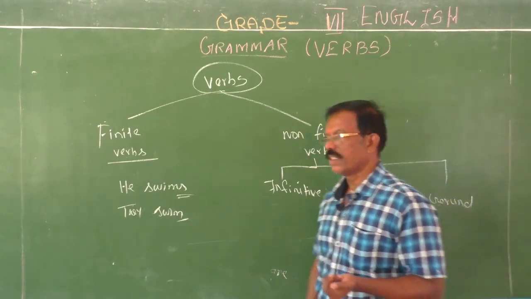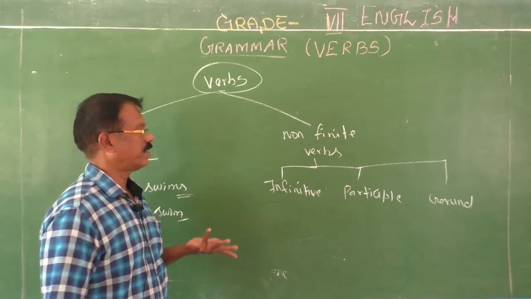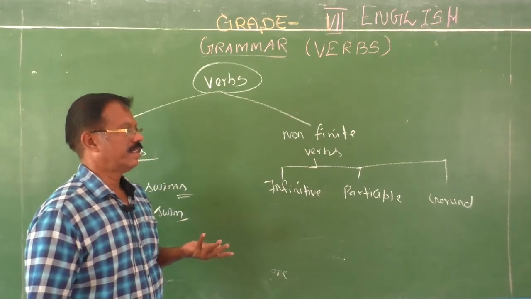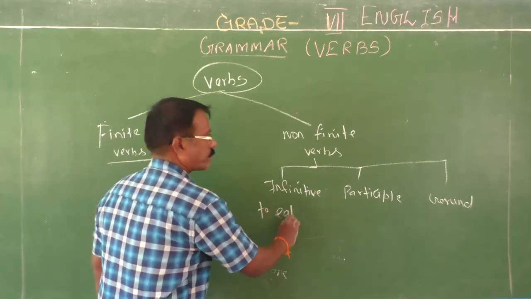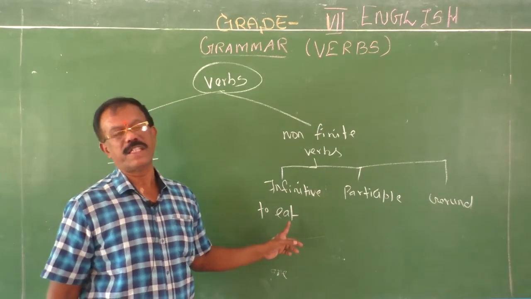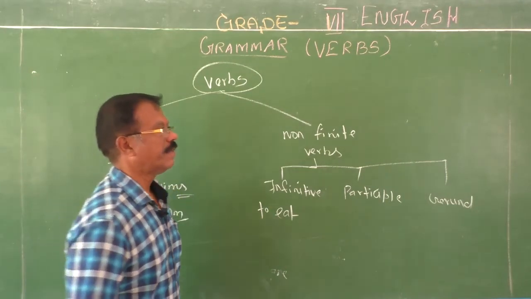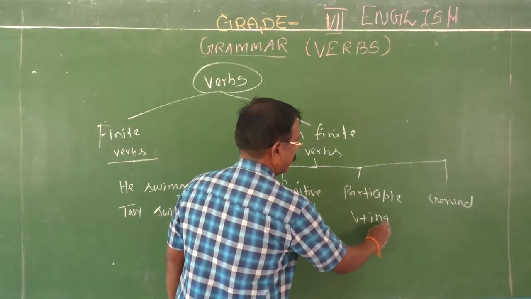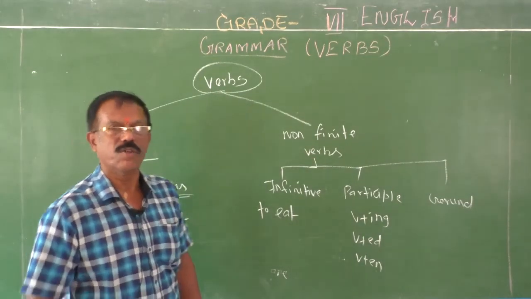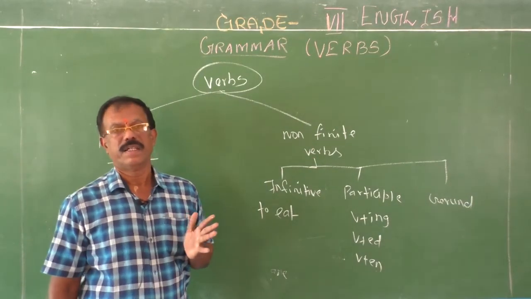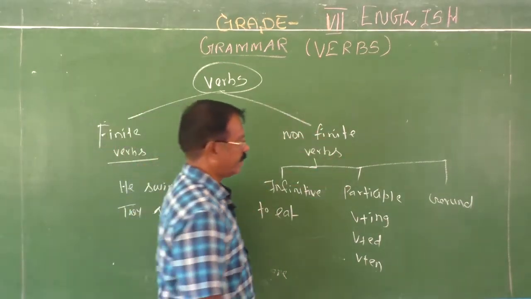But non-finite verbs will never be restricted by the subject. There are three types: infinitive, participle, and gerund. Infinitive: the base form preceded by to, that's called infinitive. To eat. So the V1, that is the base form of the verb, preceded by to, is called infinitive. And then participle: verb plus ing, verb plus ed, verb plus en. There are two types of participles, present participle and past participle. Present participle takes ing, past participle takes ed or en. Then gerund, verb plus ing.